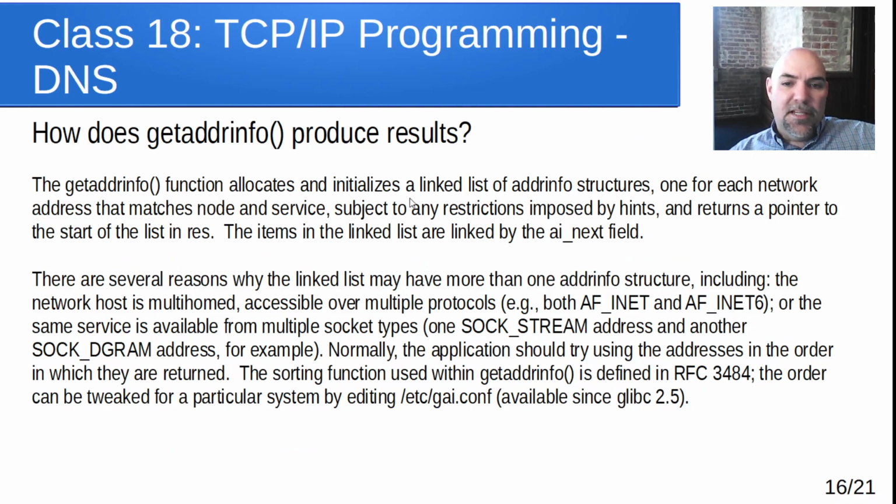It says the items in the linked list are linked by the ai_next field. So, a typical linked list where you have a node that has a pointer to the next one. The last one on the list would have a null pointer to say there aren't any more after this one.